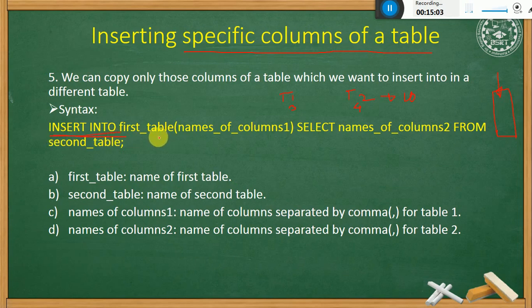Insert into first table, you must have the column name in which you are going to paste the record, then select the column name of the second table from table name. So we are copying the column from the second table and pasting it into the first table. The names may differ, there are different names for table number 1 and table number 2, but their data type must be the same.